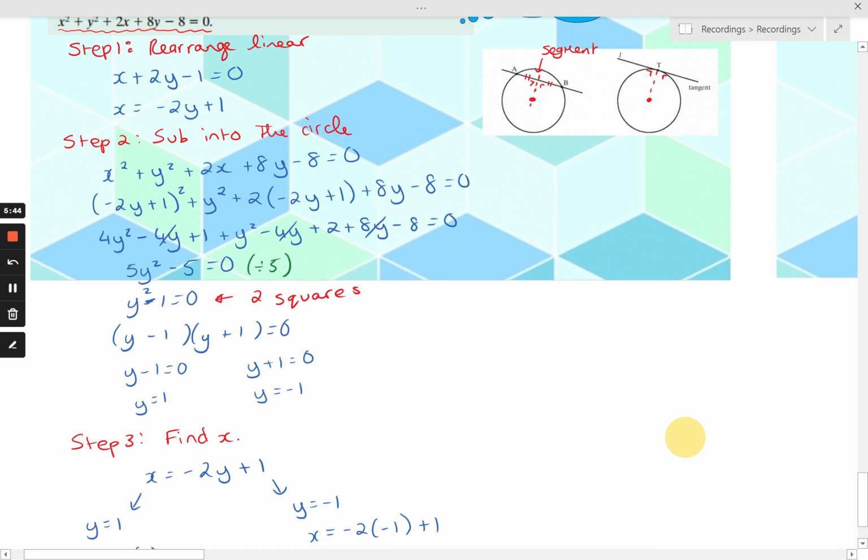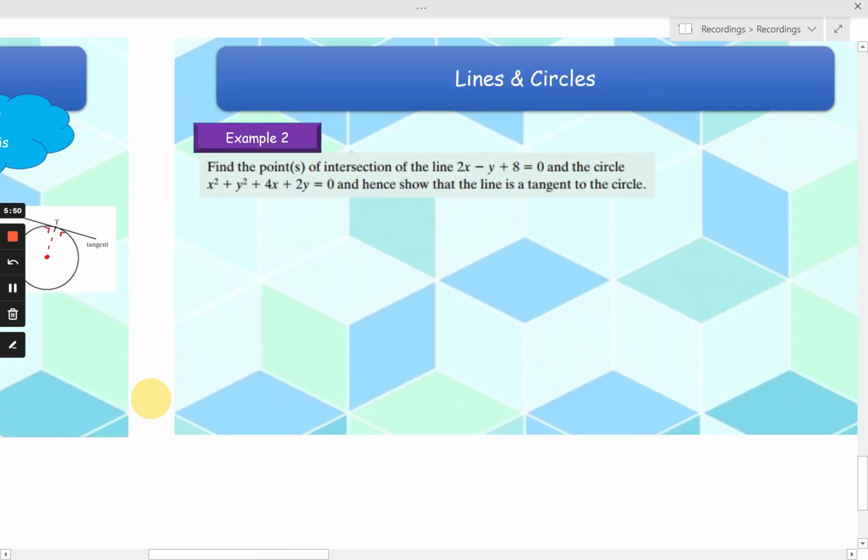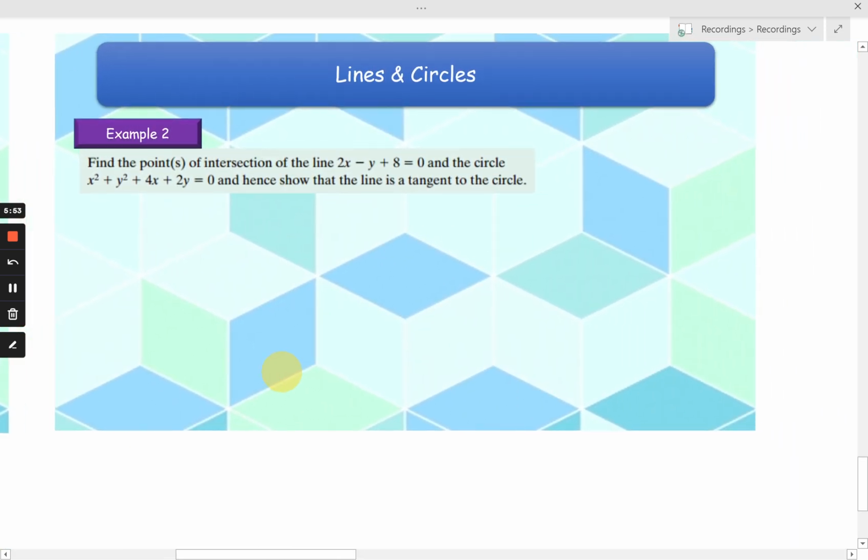Make sure that we go over the steps as we add example 1 into our notes booklet, and then we're going to look at example 2. Now example 2 is the exact same, where it says find the point, but it has points in brackets, so we don't know whether it's going to be 1 point of intersection or 2, of the line 2x minus y plus 8 is equal to 0, and the circle x squared plus y squared plus 4x plus 2y equals 0, and hence show that the line is a tangent to the circle.